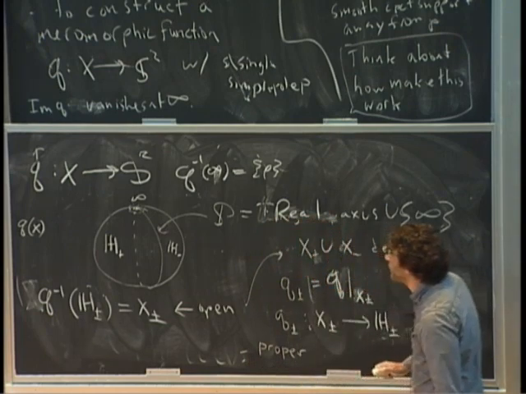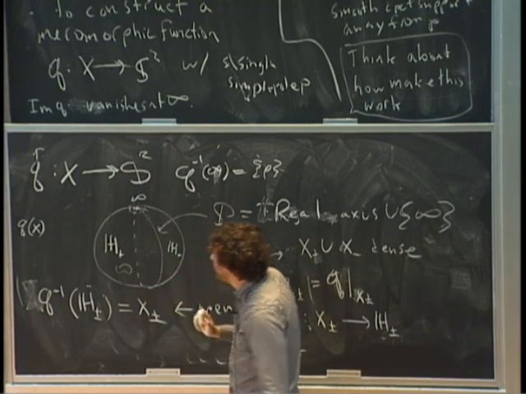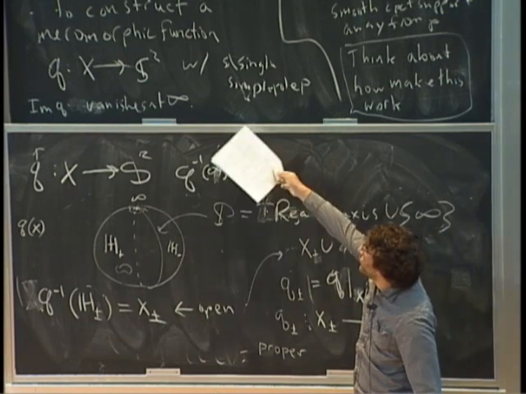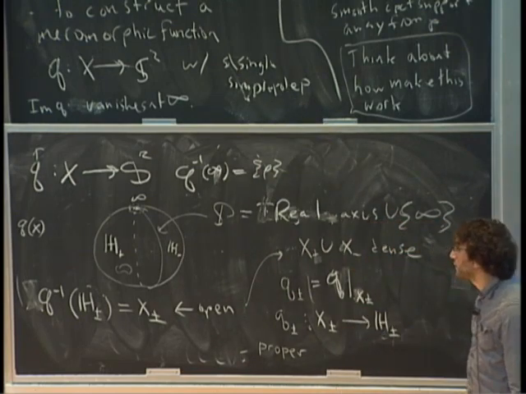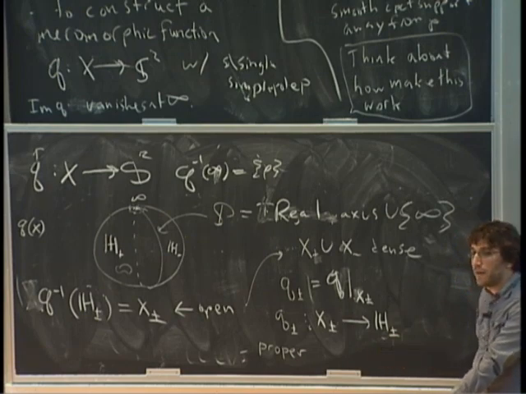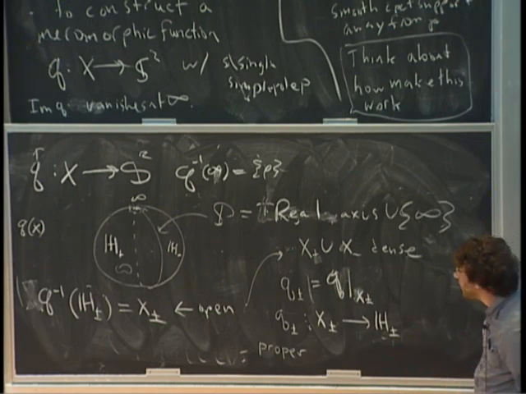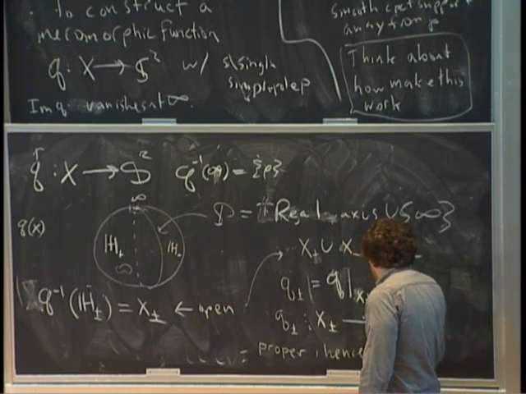The reason they're proper is if we take a compact subset of H plus, say, it has to be bounded away from the real axis. So it has to have a strict lower bound on the imaginary part. And so if we take the preimage under Q, by this fact that the imaginary part vanishes as we go out to infinity, the preimage of our compact subset actually lives inside of a compact set of X. And since it's closed, that means it's compact, and so we have a proper map. So these are both proper, and hence they have degrees.